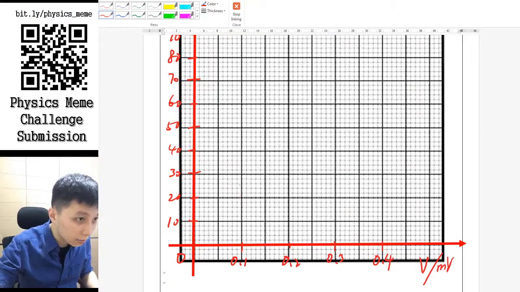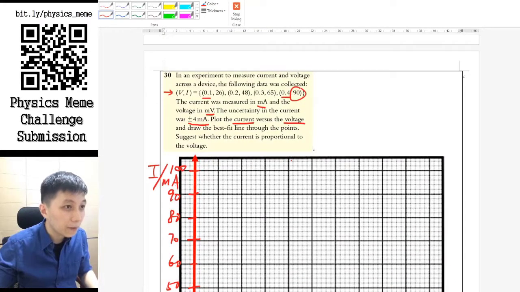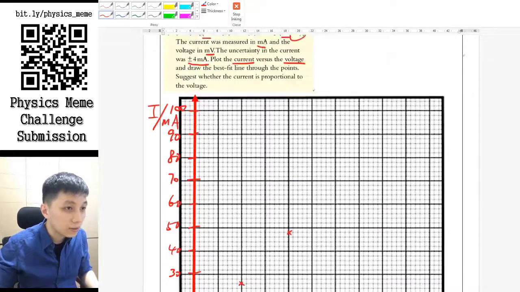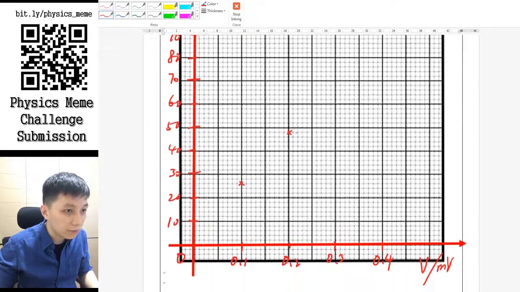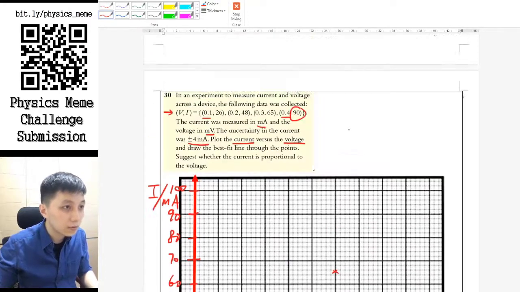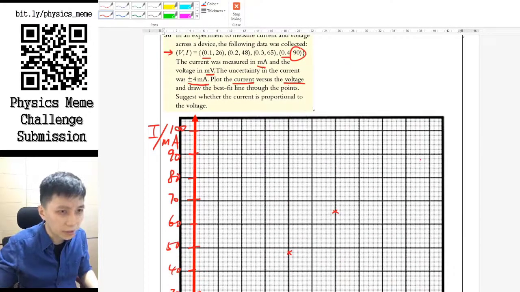26. So here, and then 48. 65. 90. Right, 0.4, yes. Okay, cool.